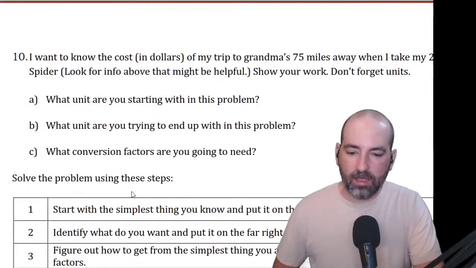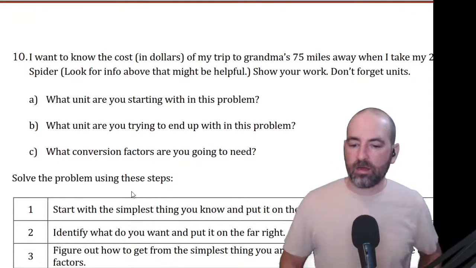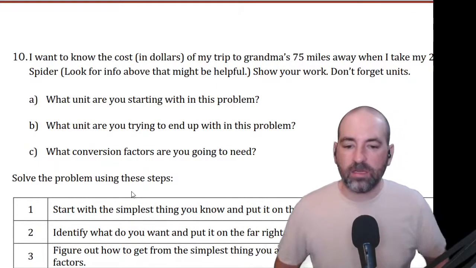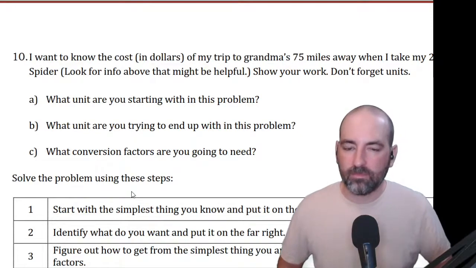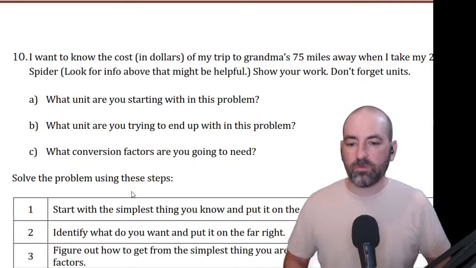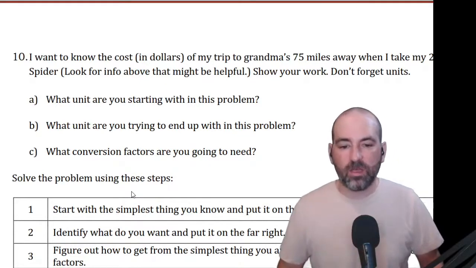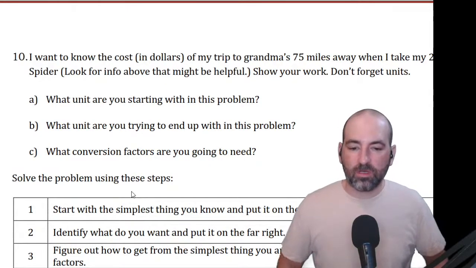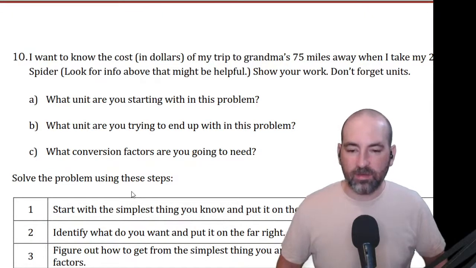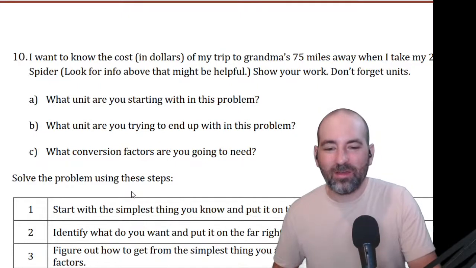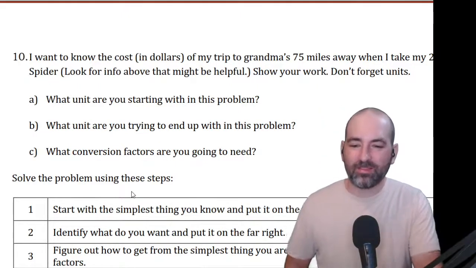Now let's go back and think about that car again and try a little bit more complicated version. So we want to know the cost in dollars of my trip to Grandma's 75 miles away when I take the car. I do not have this car, by the way. I don't even know what that sort of car looks like. So we want to know how much it's going to cost to go 75 miles.